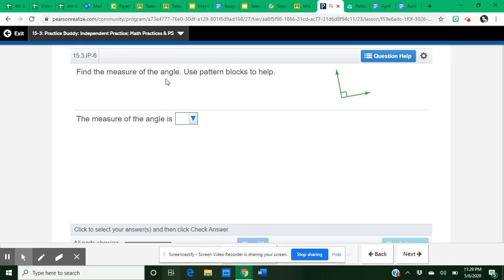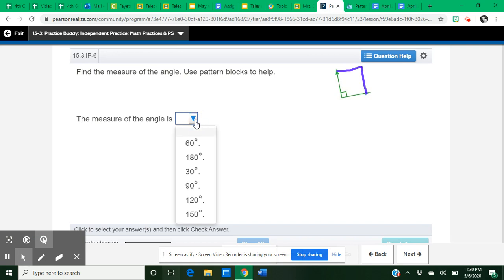Find the measure of the angle. Use pattern blocks to help. What does this shape look like to you? You are right. If I finished it off with my not great art skills, it would be a square. So this one is a square. We could use that square pattern block to help us. And what do we know about a square? It is what degree? 90. Great job.